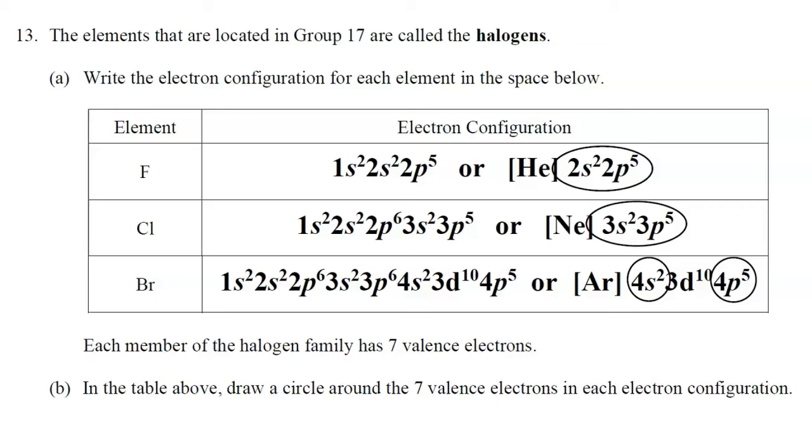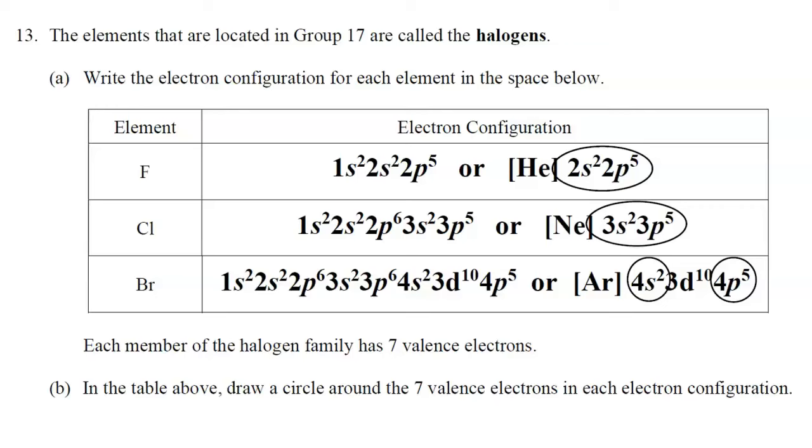So on this slide you can see question 13 of that particular packet says that the elements located in group 17 are called the halogens. And 3 different elements that are located in group 17 are fluorine, chlorine, and bromine. You can see the electron configuration of each element, and I've drawn a circle around the valence electrons, which are the electrons that are located in the highest energy level of that element.